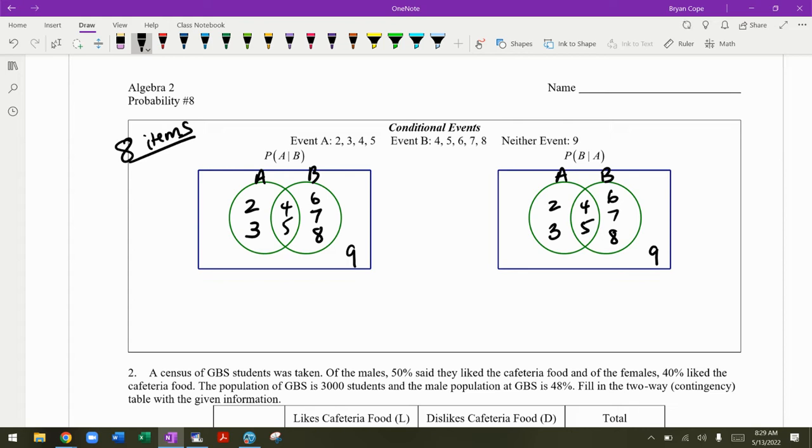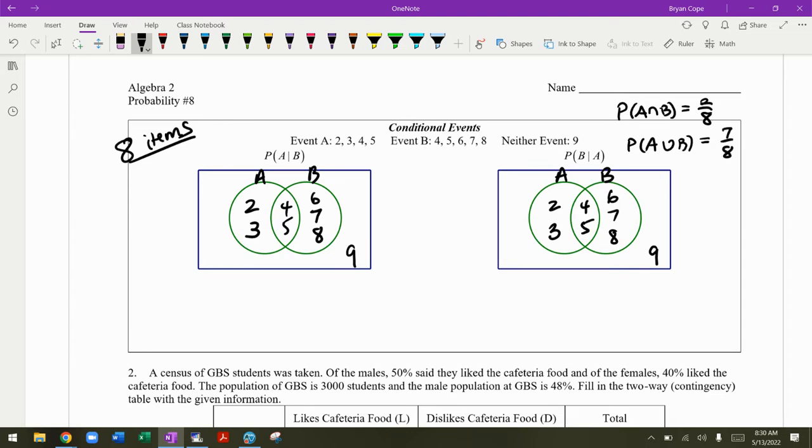So before we teach something new here, let's just start with a little review. What's the probability of A and B? 2 out of 8. Everybody cool with that? So the probability of A and B is 2 out of 8 because there's 2 items in the middle and there's 8 items total. Okay? What's the probability of A or B? 7 out of 8, right? Because how many items are in the circles?